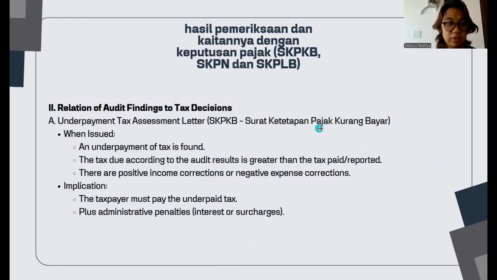Next is the relation of audit findings to tax decision. Point A, underpayment tax assessment letter, SKPKB, surat ketetapan pajak kurang bayar. When issued, an underpayment of tax is found, the tax due according to the audit result. There are positive income correction or negative expense correction. Second is implication: the taxpayer must pay the underpaid tax plus administrative penalty.